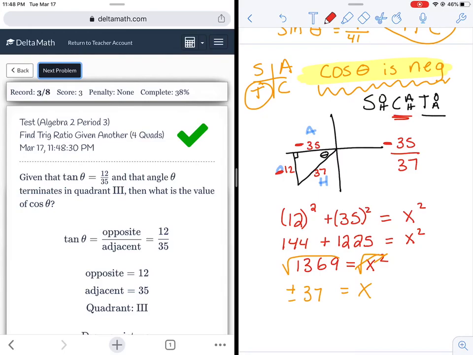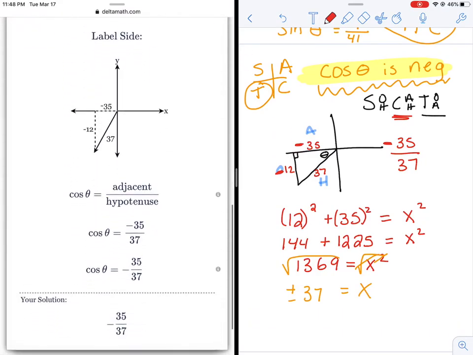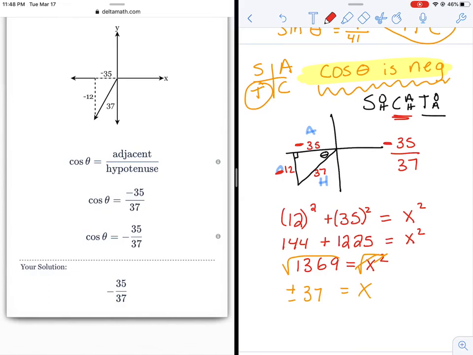So please make sure you are looking at whether these functions are positive or negative in the quadrants, because when you submit these, you might get the correct value by doing Pythagorean theorem correctly, but maybe it will give you a different positive or negative value. So that's where that is coming in.